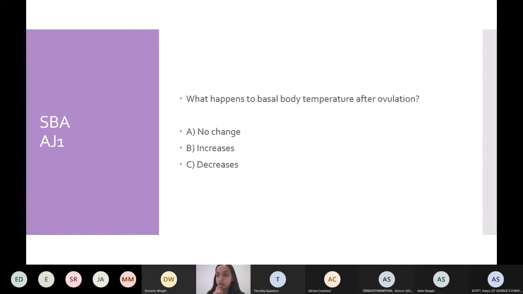Let me just keep an eye on the group. Also, I've opened the poll. Give it about 5 more seconds. Okay, I'm going to close the poll now.